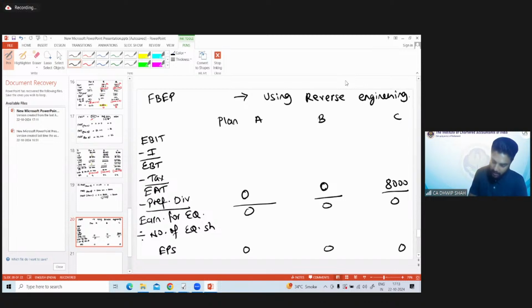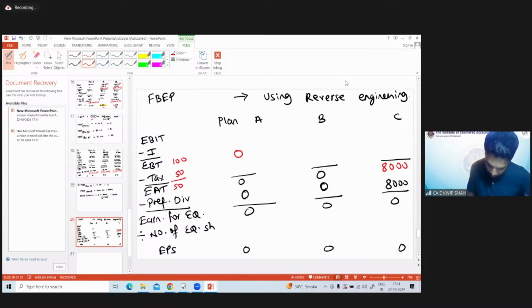When I say my earnings after tax would be zero in the first case, earnings after tax zero in the second case, and here it would be 8,000. Yes or no? Is everyone following this? If earnings after tax is zero, then earnings before tax would also be zero. Yes or no? See, this is 100, this is 50, so this would be 50.